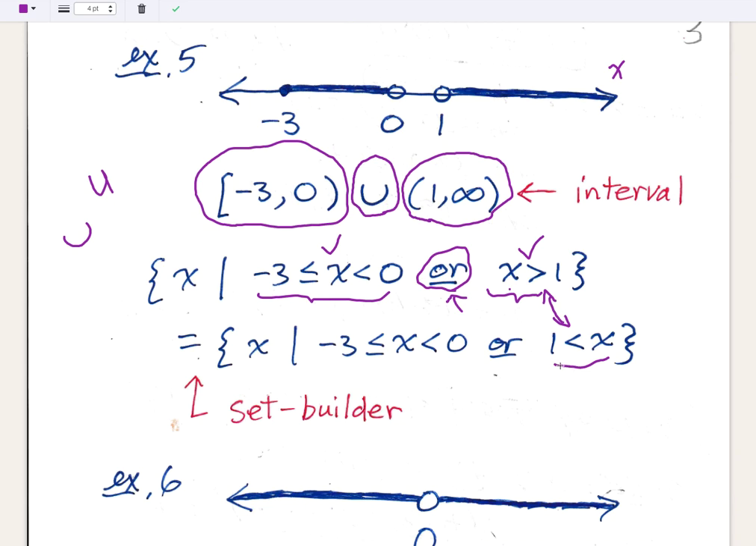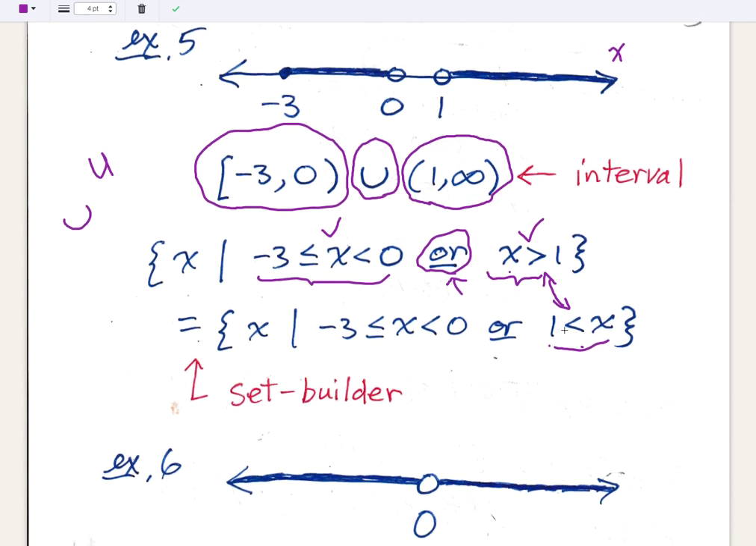And notice here, like I said, I just changed the direction of the inequality. That's fine so long as I also interchange the 1 and the x, right? Okay? This is just saying 1 is less than x. This is saying x is greater than 1.